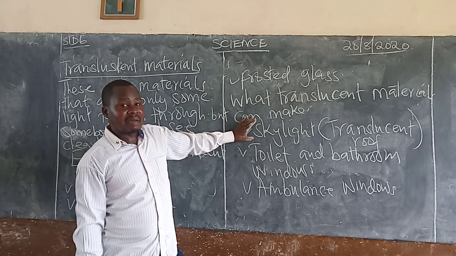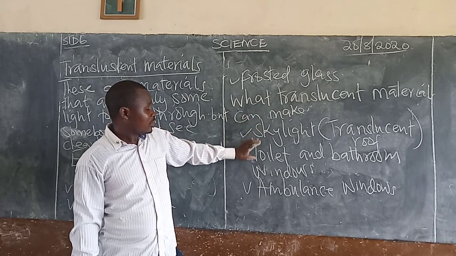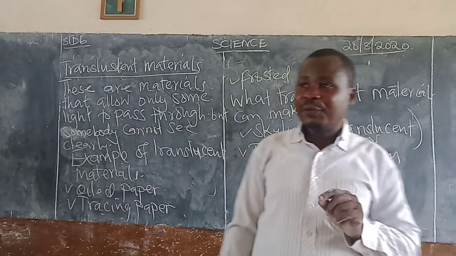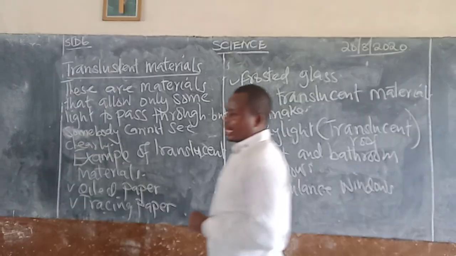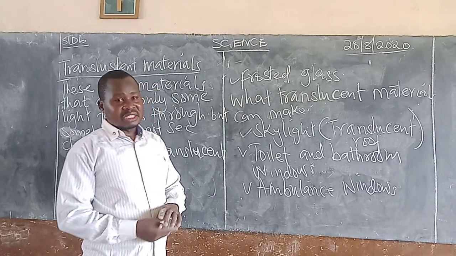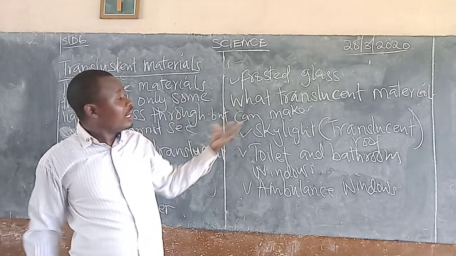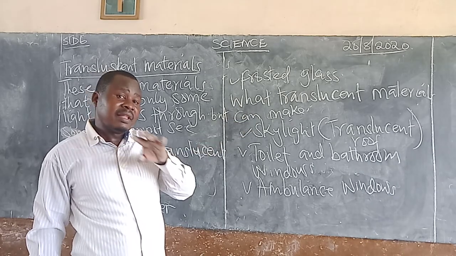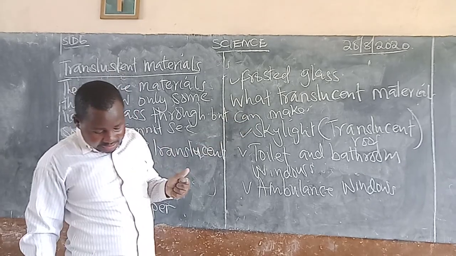A, lantern lamp. B, skylight. C, toilet windows. And D, ambulance windows. So be very careful in answering questions like that. So the correct answer is lantern lamp. But now it appears very easy while we are learning, but during the exam, the learners do forget.